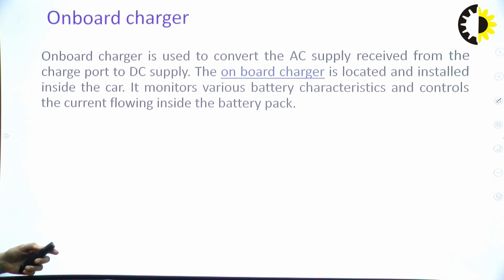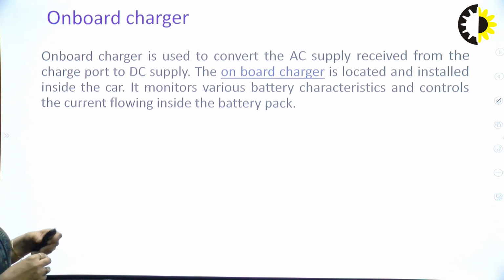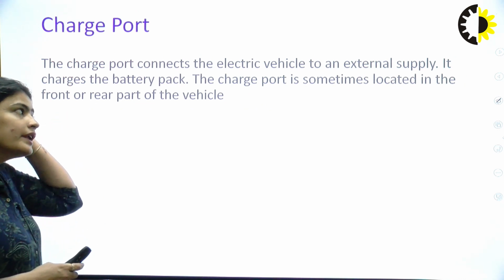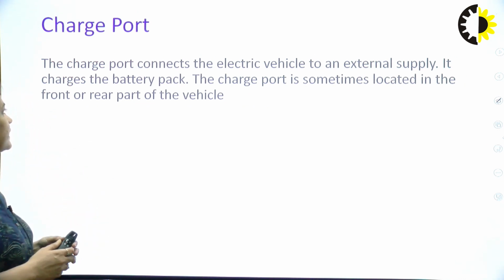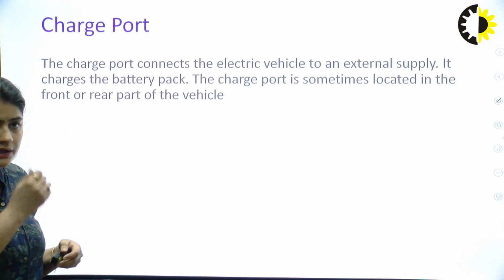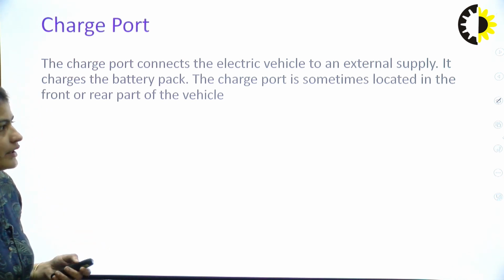So the onboard charger is used to convert the AC supply received from the charging port to the DC supply, and the onboard charger is located and installed inside the car, and it monitors various battery characteristics and controls the current flowing, right? And the last is the charging port. The charging port connects the electric vehicle to the external supply, and it charges the battery pack, right? And the charge port is sometimes located in the front or rear part of the vehicle.